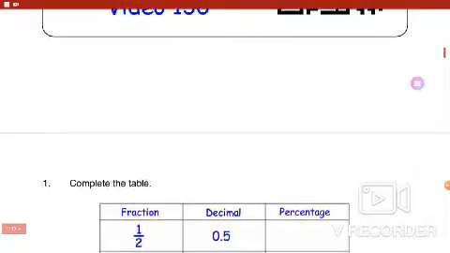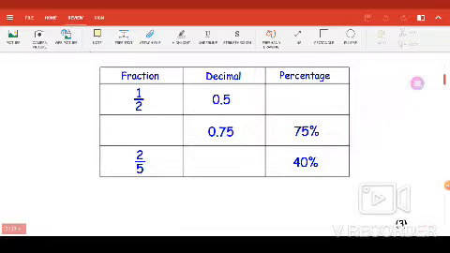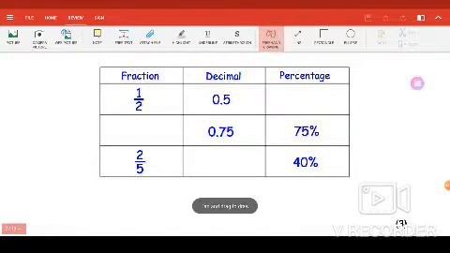Hi guys, this is the second sheet about fractions, and here we have the relation between fractions, decimals and percentages. And you know that if you know some fractions, what is the value of it as decimal or percentage, it's okay.